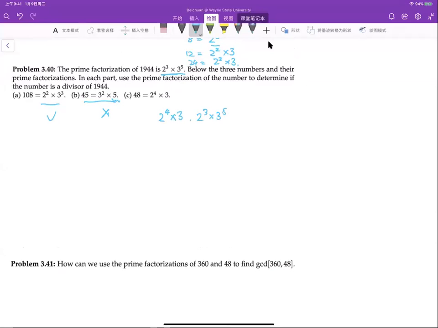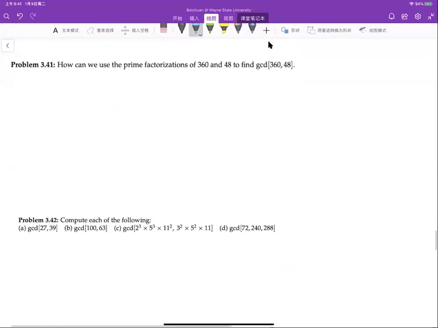It's not, right? Because 2 to the 4th is not contained by 2 cubed. So that's why 48 is not a divisor of 1944. All right, so how can we find the GCD of the two numbers?